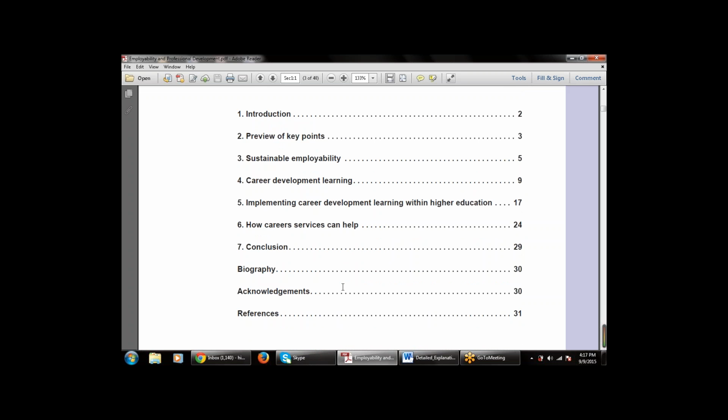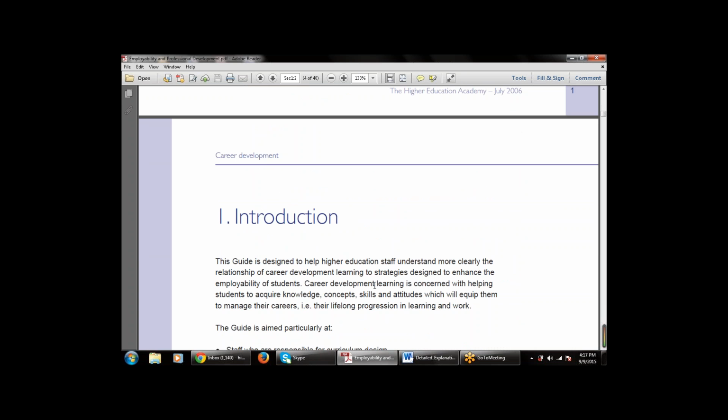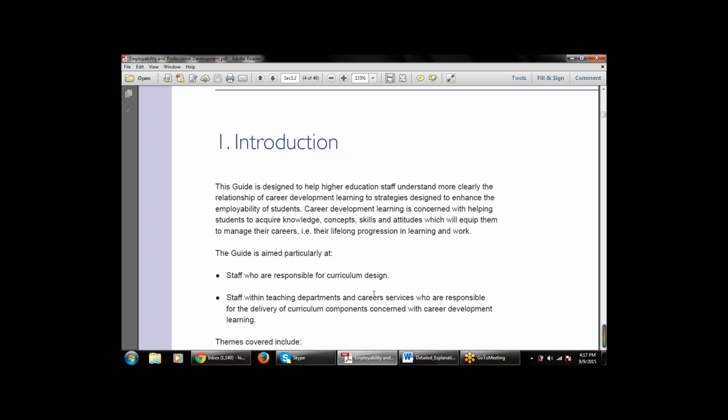Then next is the conclusion, then the bibliography, then acknowledgement, references. This is all about the book, all about the module. Because this is a general module, generally case studies are used. So let's move to the next part.